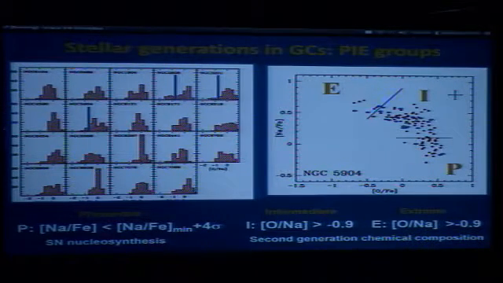We used another way to define the distribution, which is different from the interquartile, and it is dividing the stars in three groups, which we call P, I, and E. The first group, P, is essentially the group of the stars that have more or less the same composition as the field stars. Okay?